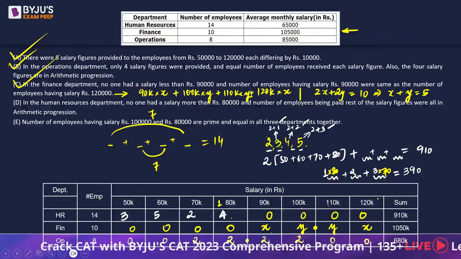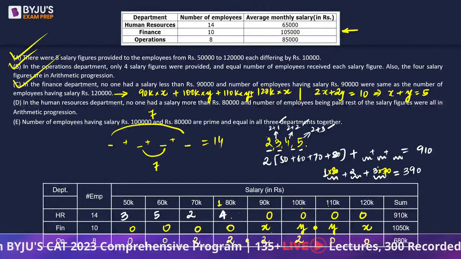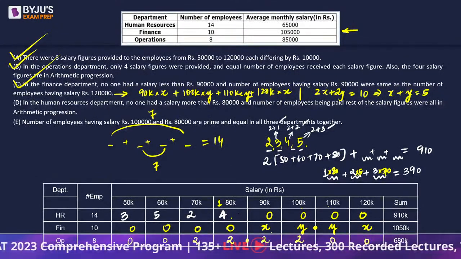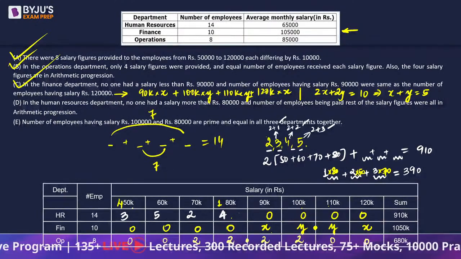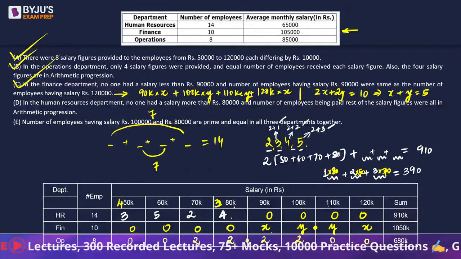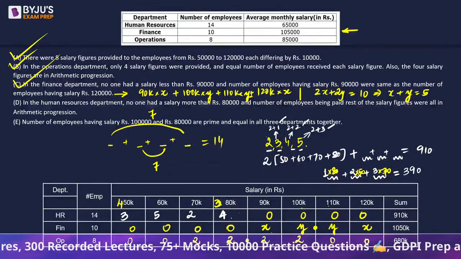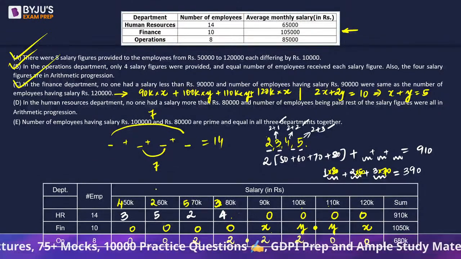210 है और मेरे को चाहिए था 310. So another 100 left. Another 100 we can get is from 2 into 50. So यानी कि 4 employees get 50,000. 2 plus 1, 3 employees get 80,000. And 5 employees get 70,000. And obviously 2 employees will get 60,000.